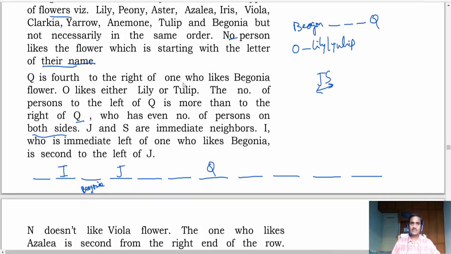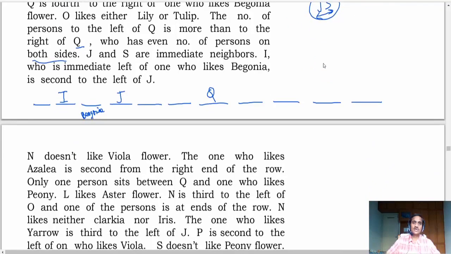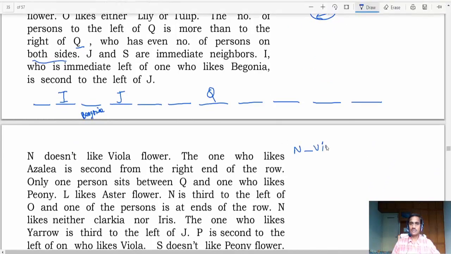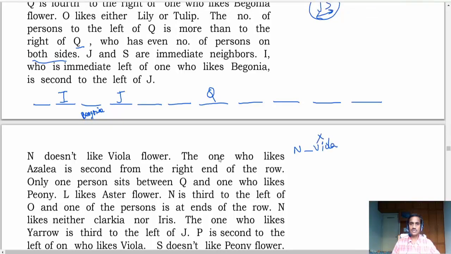The information left over from the first paragraph is only this one: J and S are adjacent. N does not like viola. N does not like viola flower. Viola, that is ruler. The one who likes azalea, A-Z-A-L-E-A, is seated second to the right of this one. Azalea is second from the right end of the row.